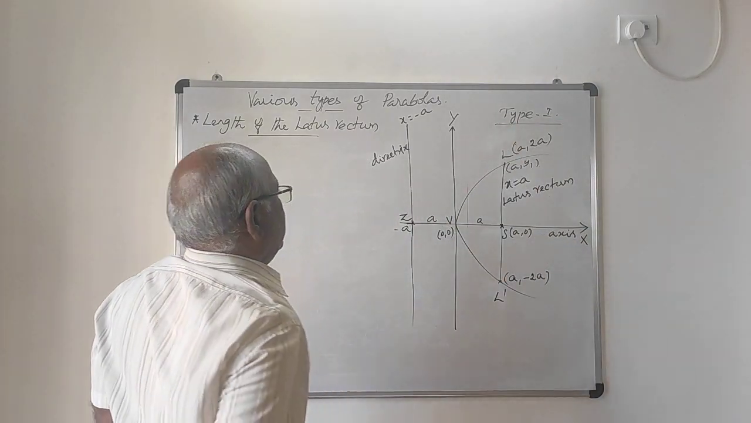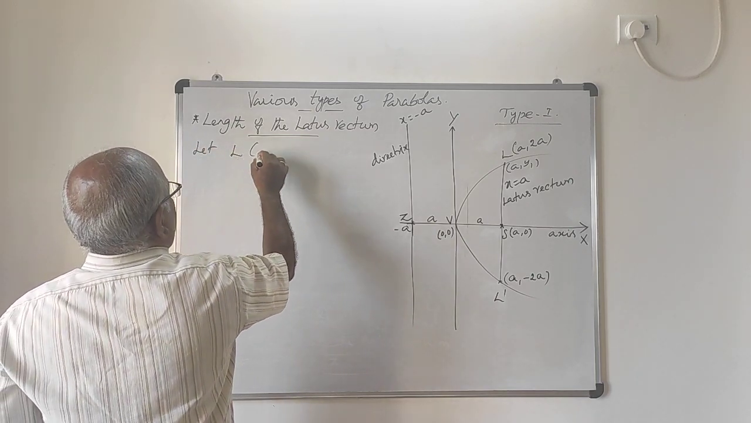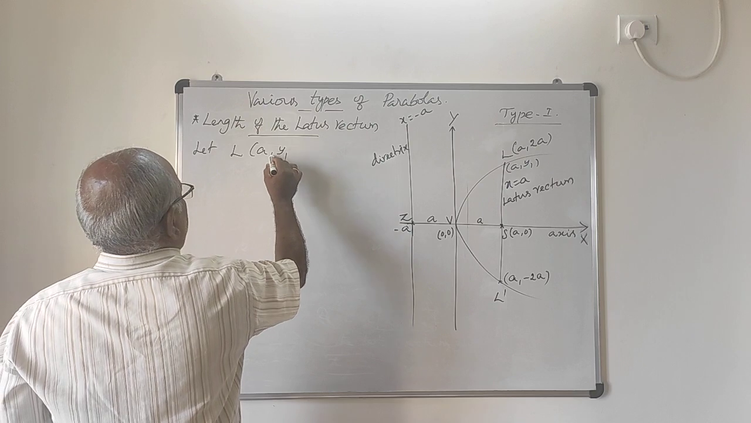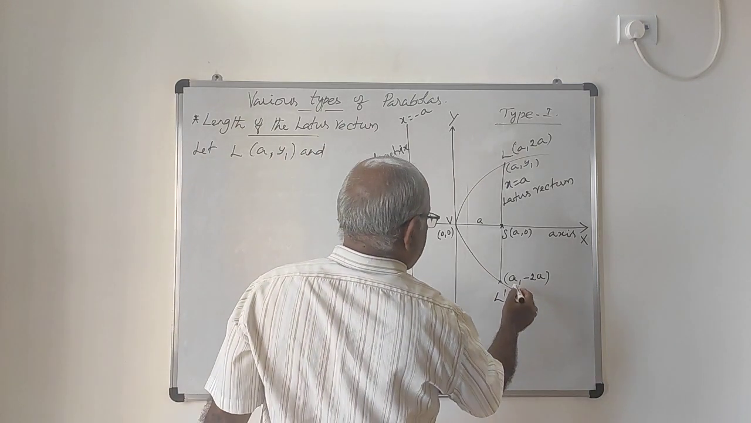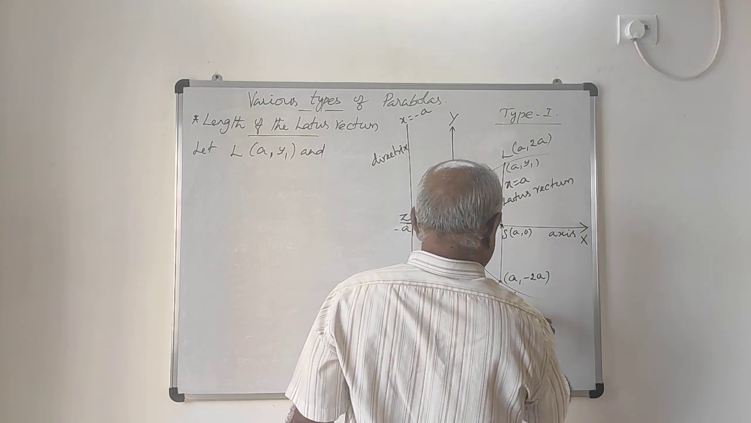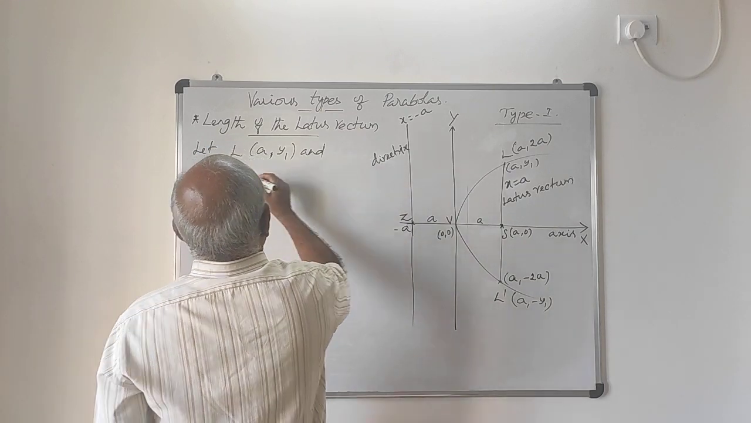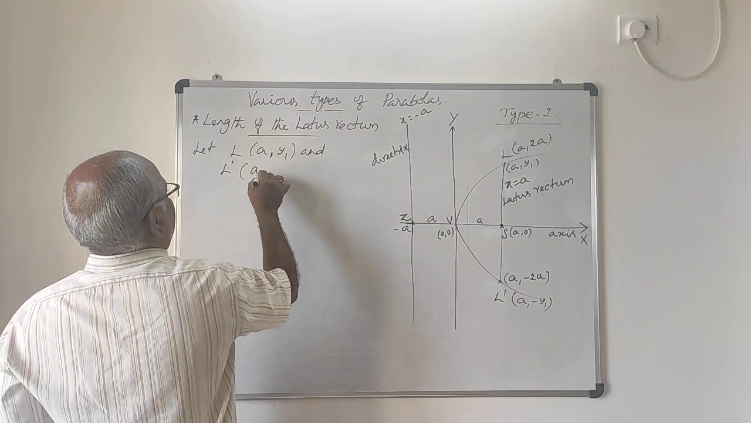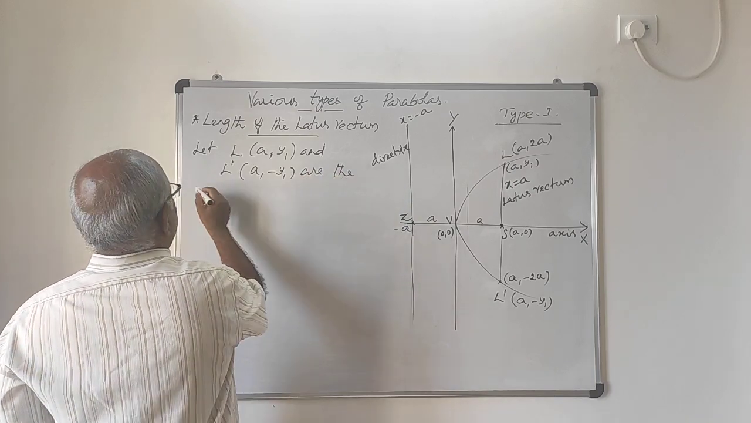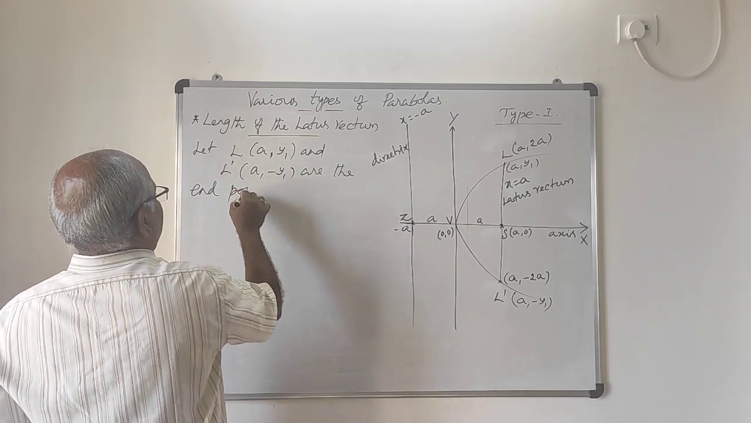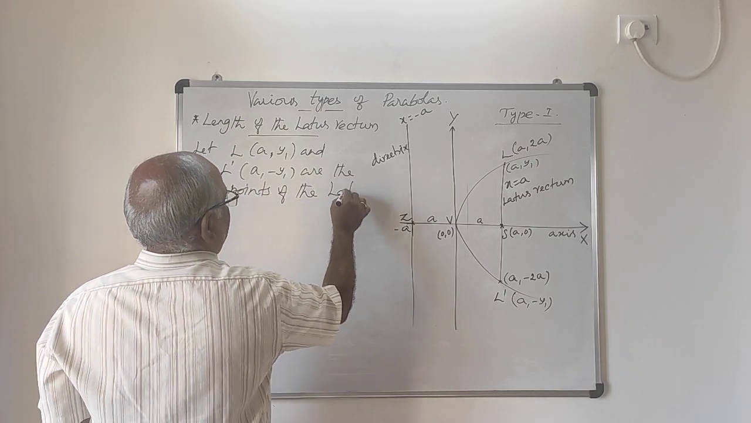Let L be (a, y1) and L dash be (a, minus y1). These are the endpoints of the latus rectum.